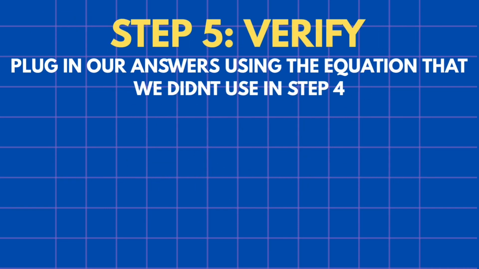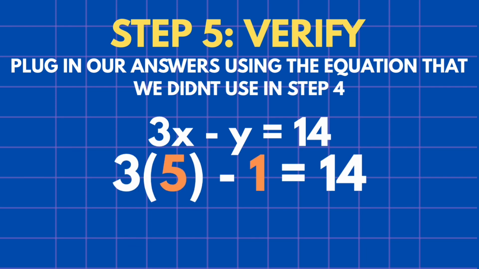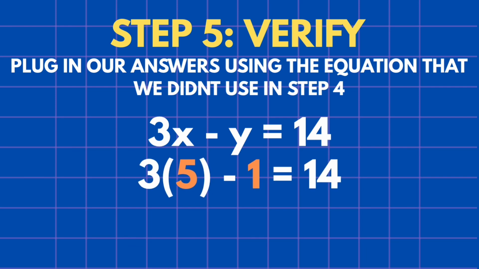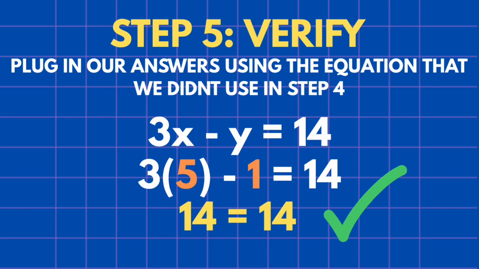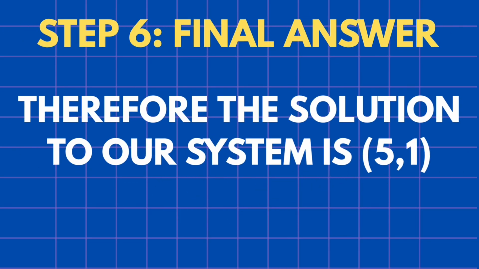Step 5. Check our answer. Using the second equation, we plug in both the x and y values that we found, and we get 3 times 5 minus 1 equals 14. Therefore, our left side equals our right side, telling us that our answers are correct. Therefore, our ordered pair is 5, 1, and it satisfies both equations.